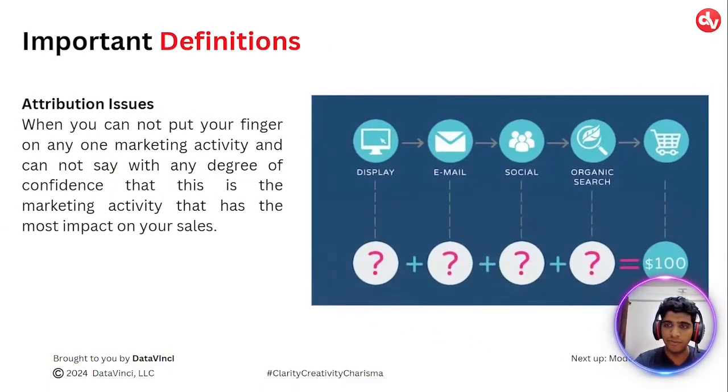Next, attribution issues. If you cannot say with guarantee whether a particular marketing activity was successful in driving conversions or not, then you can say that you have attribution issues. For instance, if you run a campaign on Facebook and you spend around $5,000 within a week, but you do not know how much of that $5,000 converted into sales or any of the conversions that you're aiming for, then yes, you do have an attribution issue.